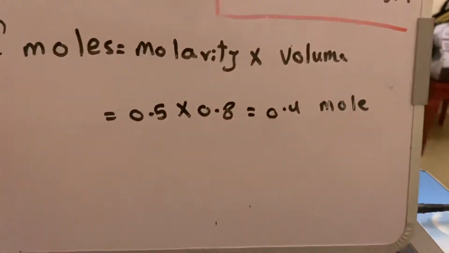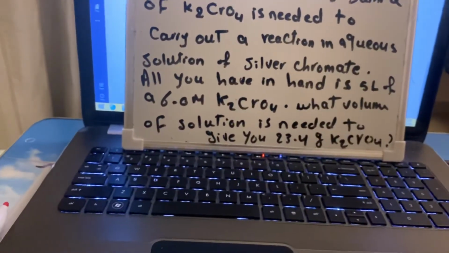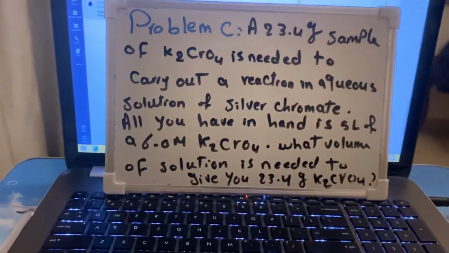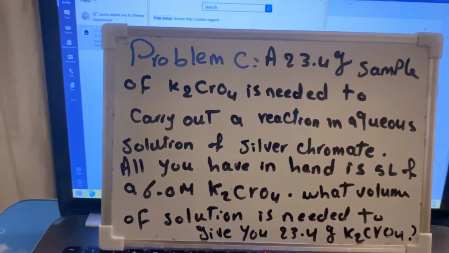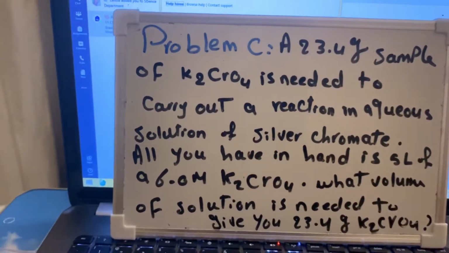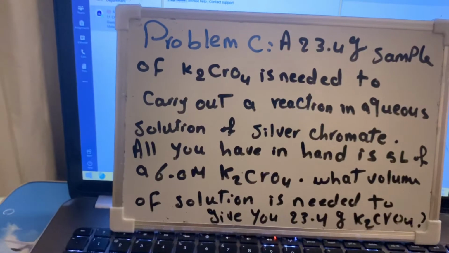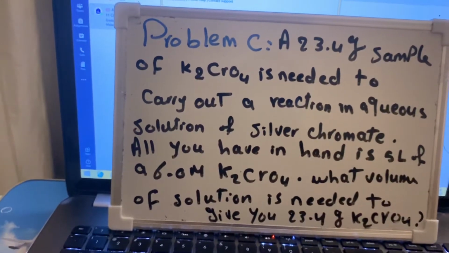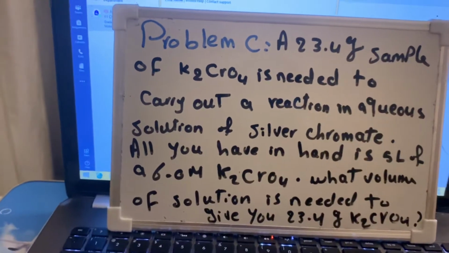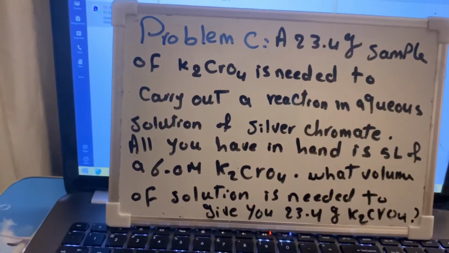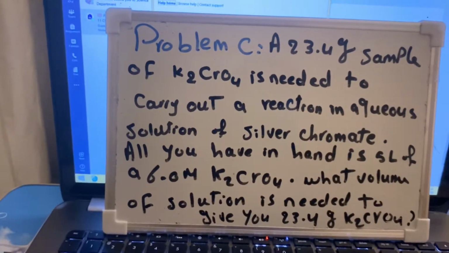Then we will go for sample problem C. Problem C: a 23.4 gram sample of potassium chromate is needed to carry out a reaction in aqueous solution of silver chromate. All you have in hand is 5 liter of a 6 molar potassium chromate. What volume of solution is needed to give you 23.4 gram of K2CrO4?